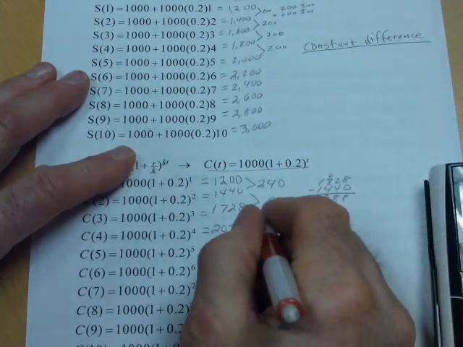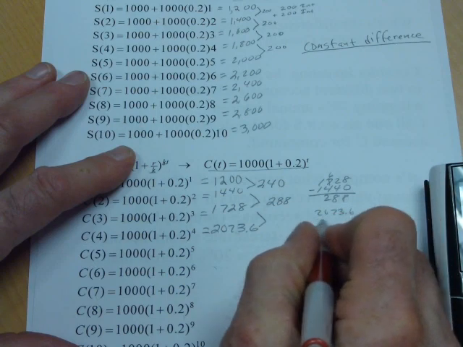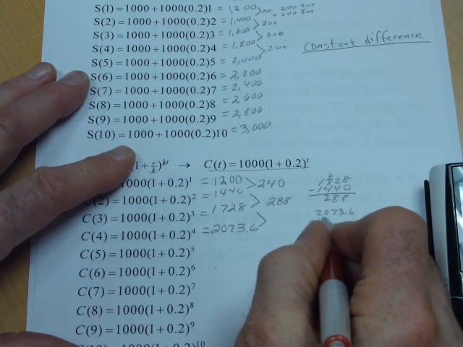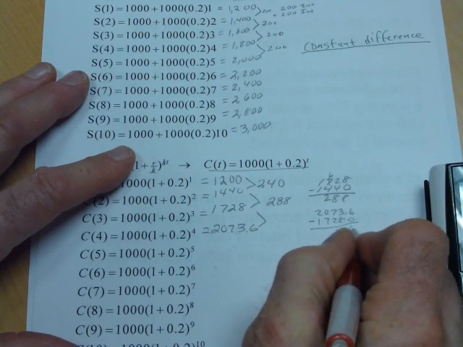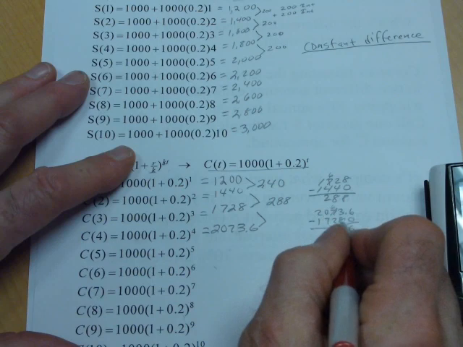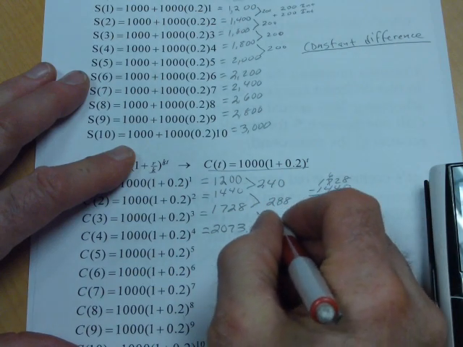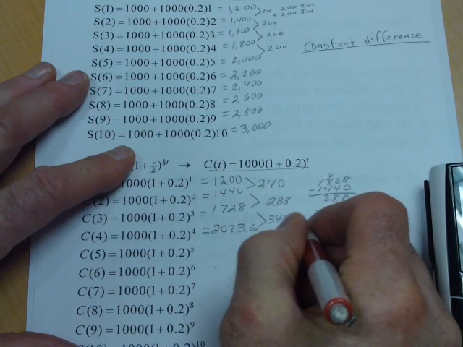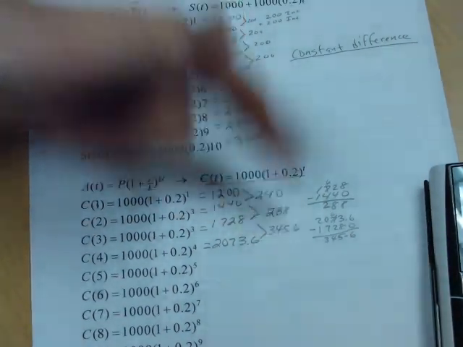And that is going to be an increase of 2,073.6 minus 1,728. So that's going to be 0.6. 13 minus 8 is 5. This will be a 6. 6 minus 2 is 4. 20 minus 17 is 3. That's an increase of 345.6. So notice, not only is it going up quite a bit.